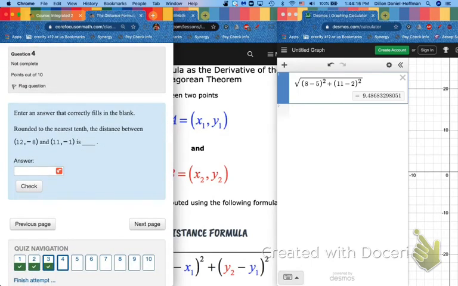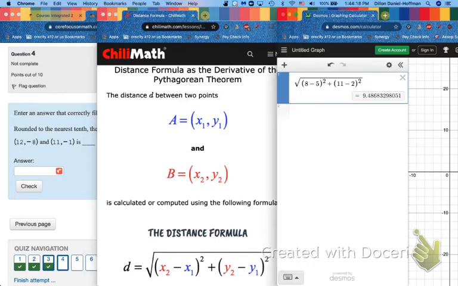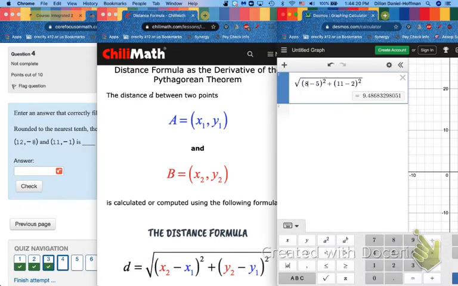So on 4, I'm still using this formula the whole time. I'm just going to replace my numbers. My x values now are 12 and 11. And then notice, for the first time, we have negative numbers in my y's. So watch how I type this in.